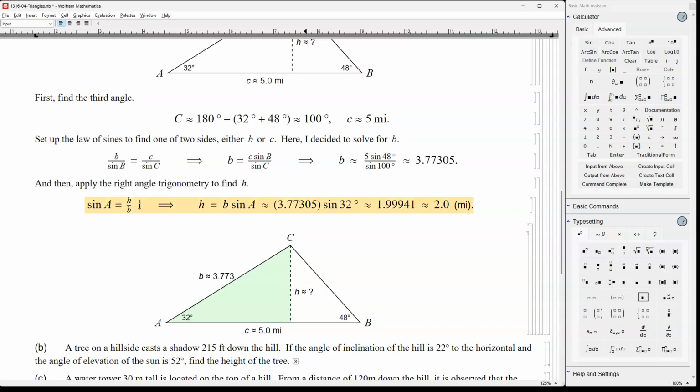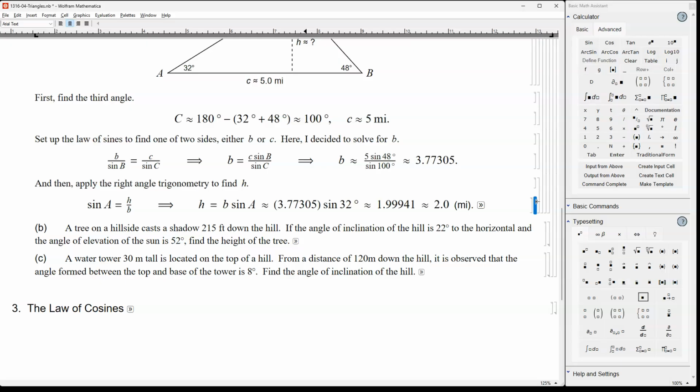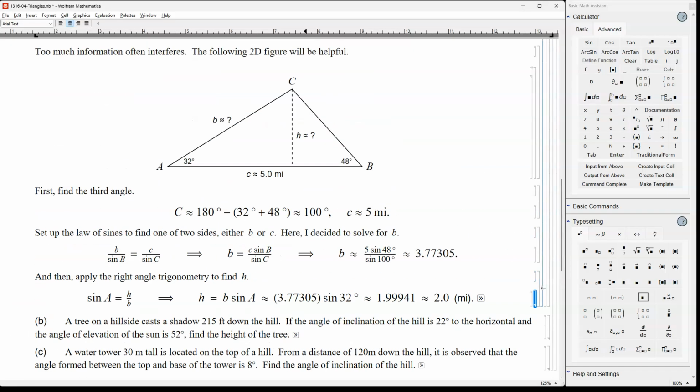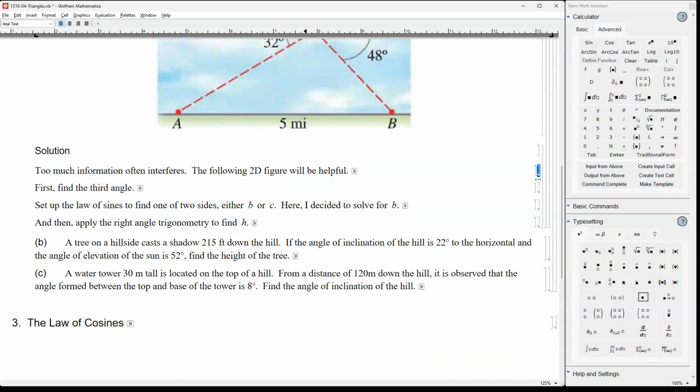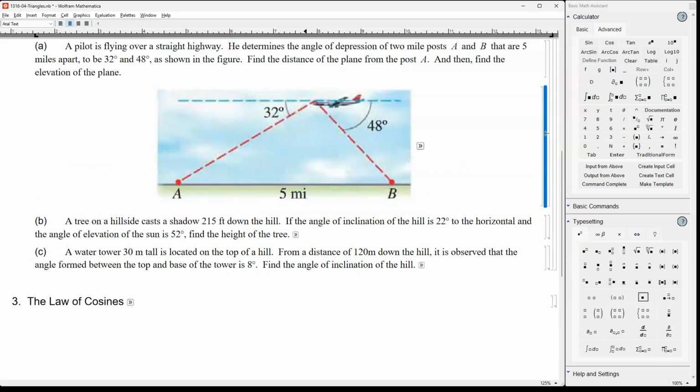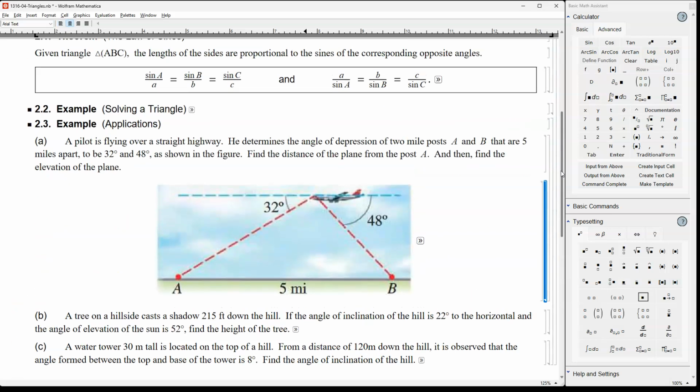So sine is h over b. So h is b times sine of A. Put the numbers in and run your computation. You're going to get about 2 miles. Alright, want to try this again? This is a very, very typical law of sines problem. Okay, alright. Let's try another problem just like this.